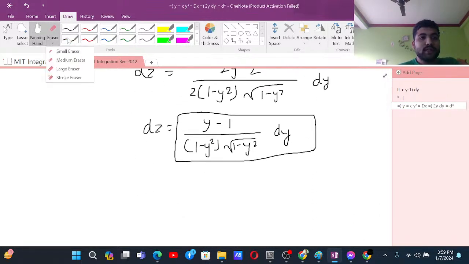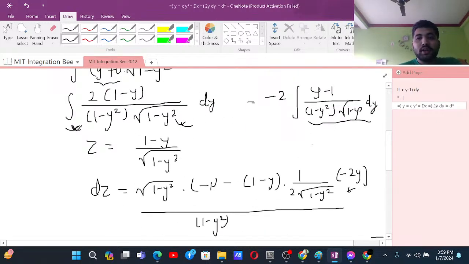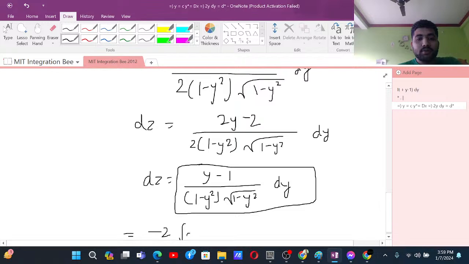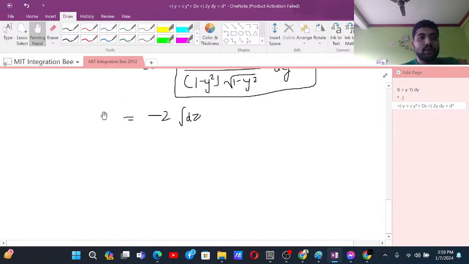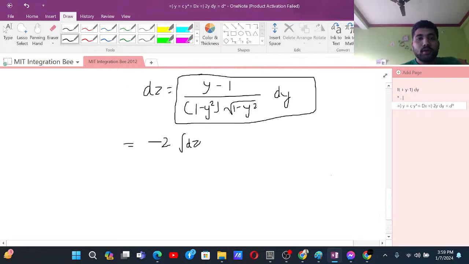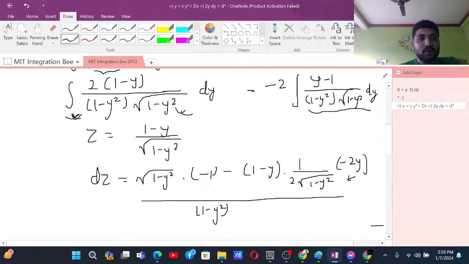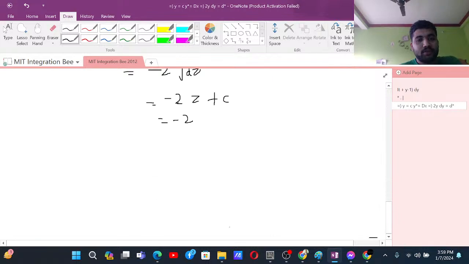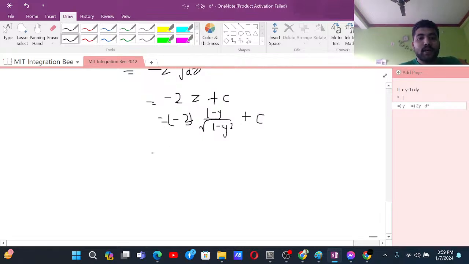So we can write that as minus 2, and then the other expression is just integral of dz. Okay, so now this will be minus 2z plus c, and what's our z? Our z is 1 minus y by root under 1 minus y square. Then multiply by negative sign, we will have 2 times y minus 1 by root under 1 minus y square plus c.